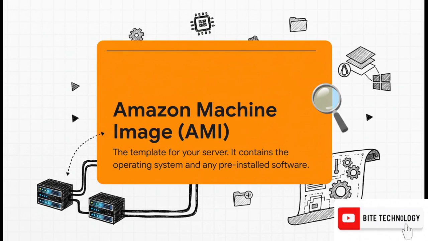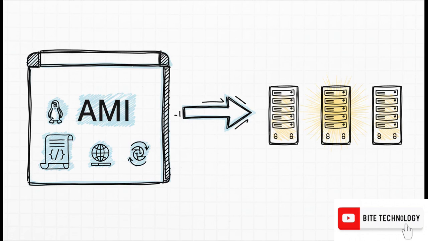It's what holds the operating system, like Linux or Windows, and it can also have any software you want already pre-installed. Yeah, a golden image is the perfect way to think about it. You can start with a totally clean slate, like a basic Ubuntu AMI, or you can get everything set up just the way you like it. Install your web server, your application code, and then save that as a custom AMI. It makes launching new, perfectly identical servers incredibly fast.